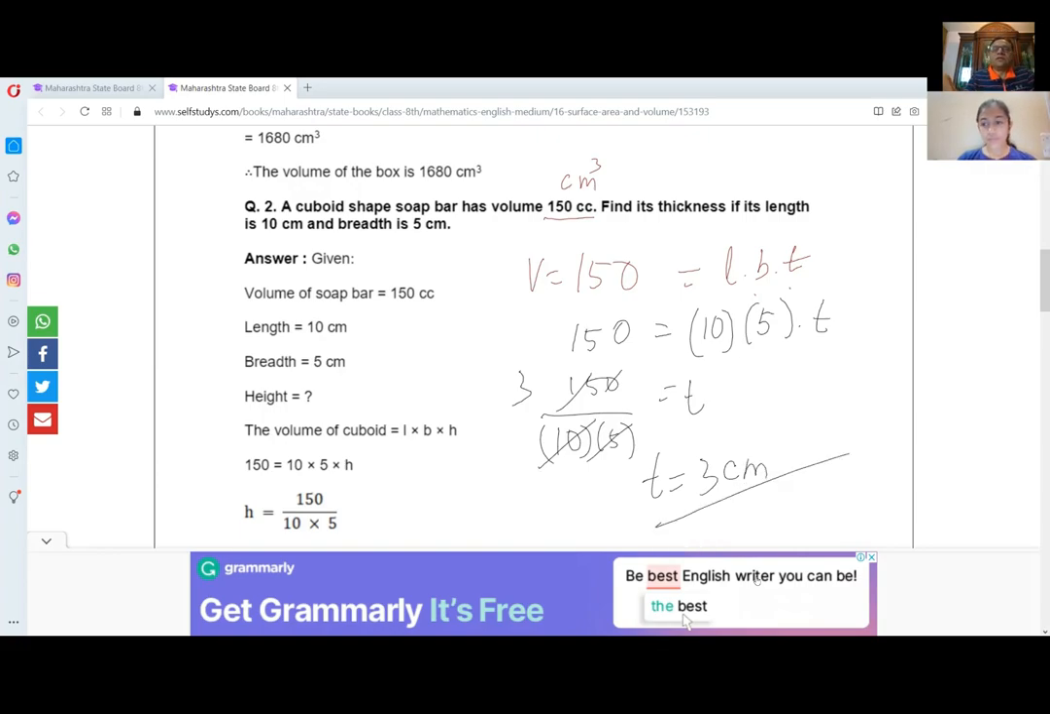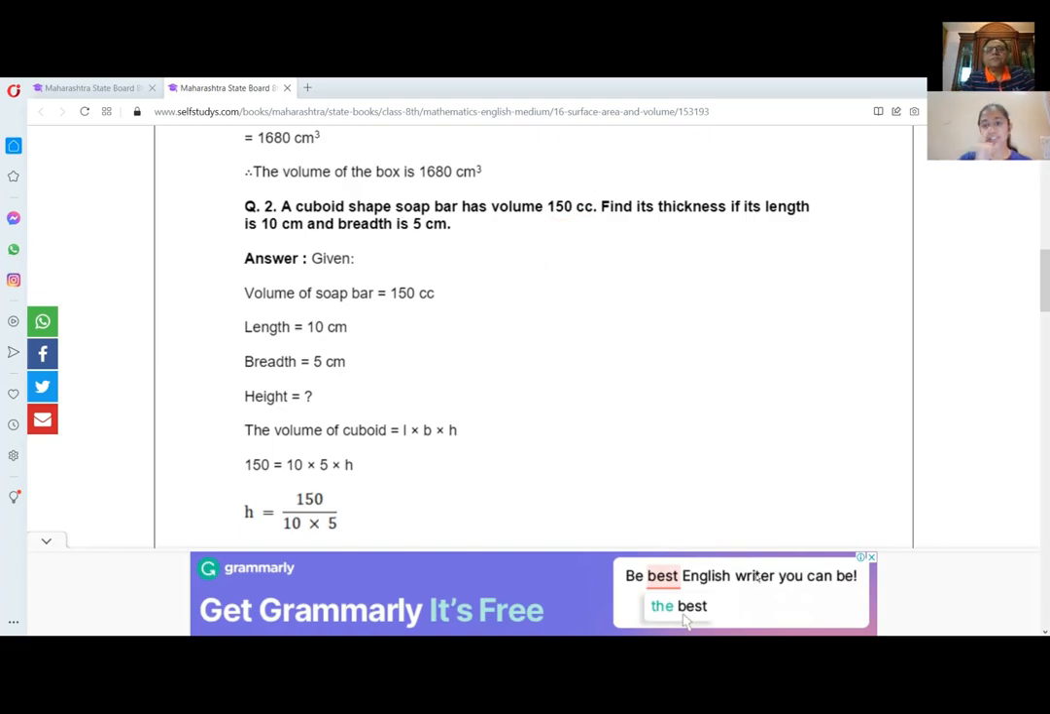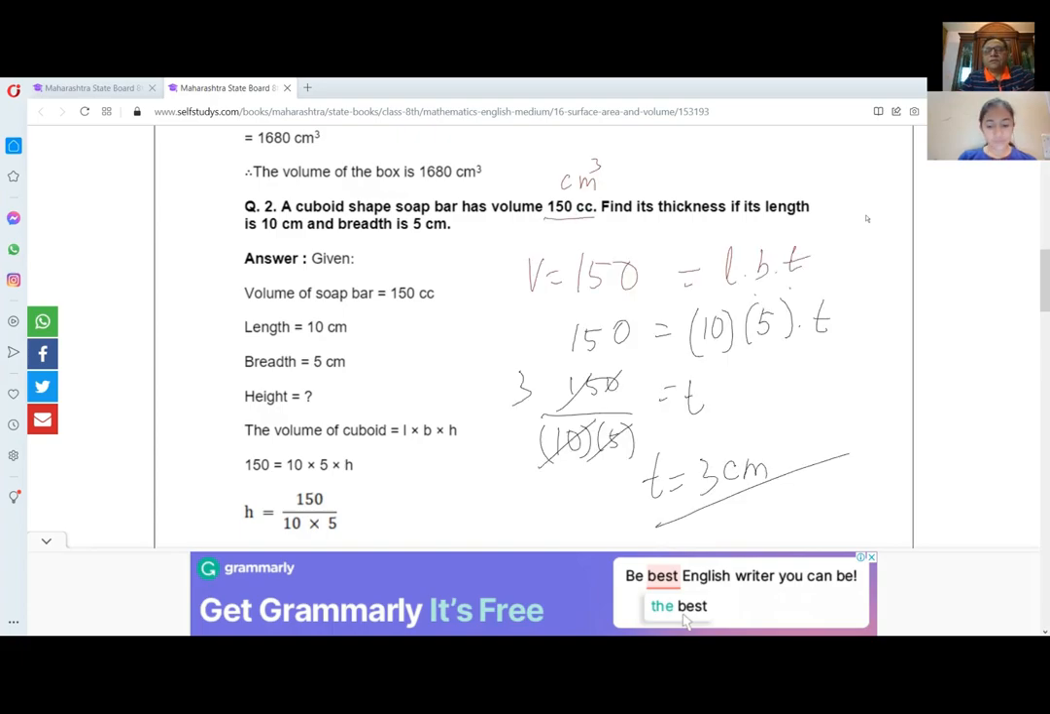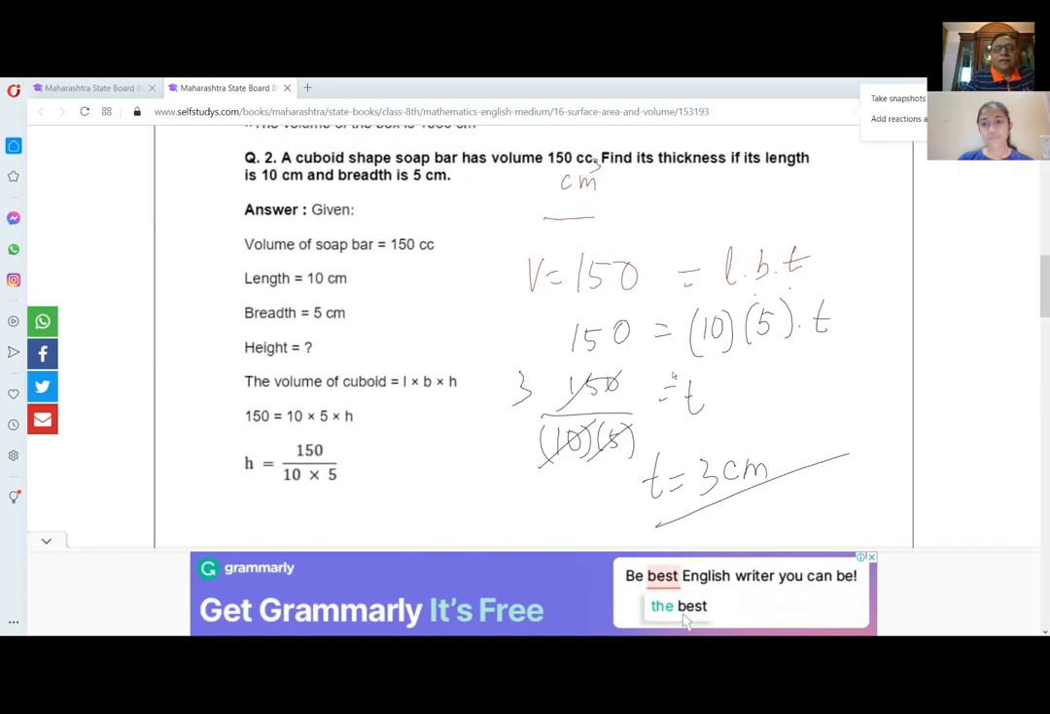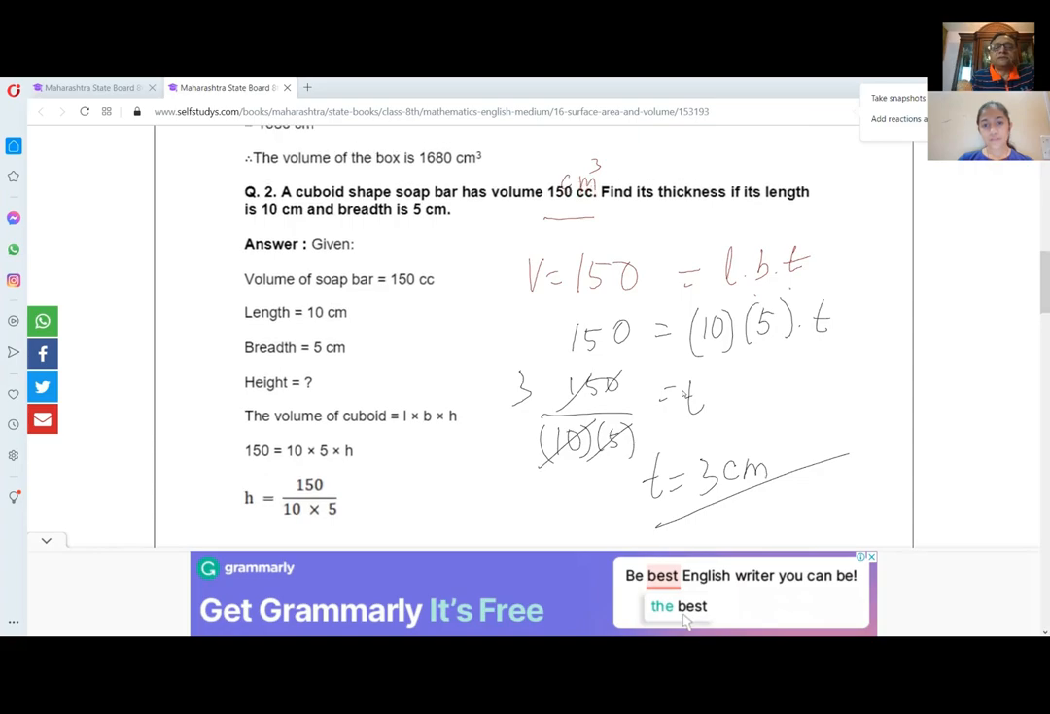Okay, let's go to the next question. Just a second, I'll take the screenshot. You see how easily I cancelled and got the answer? First cancel zeros for 10, then divide 15 by 5, get the answer. Go to the next page.